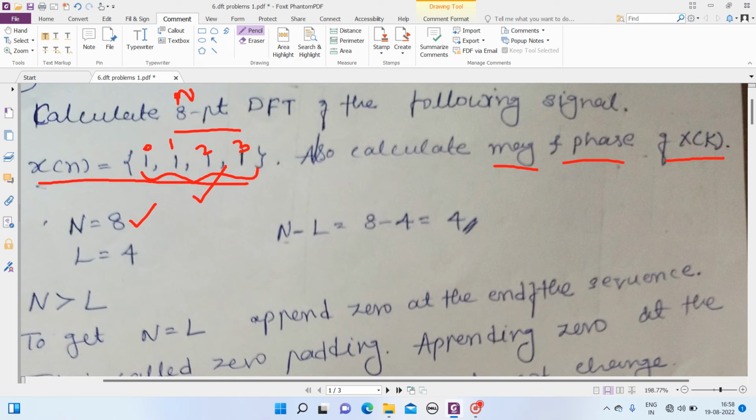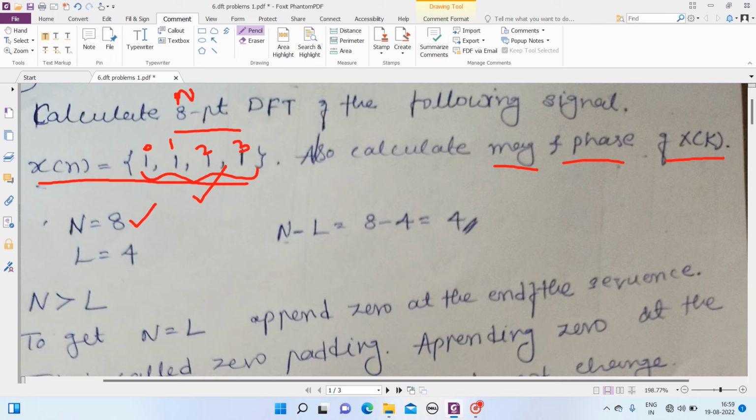Here we are denoting the sequence length of x of n as L, right? So L is equal to 4. But we need to calculate the X of k value for N point. So here we need to append zeros. If we append zeros at the end of the sequence of x of n, it does not affect the meaning of the sequence. So we can append the zeros.